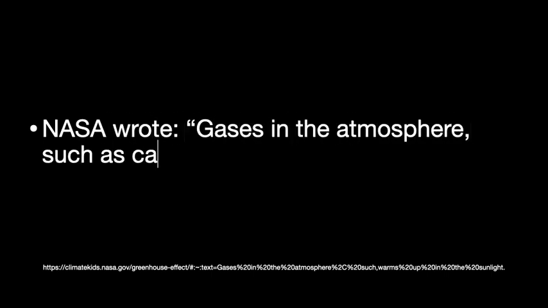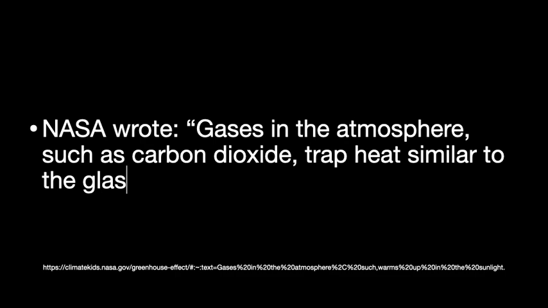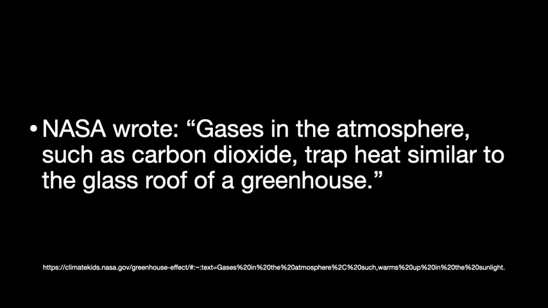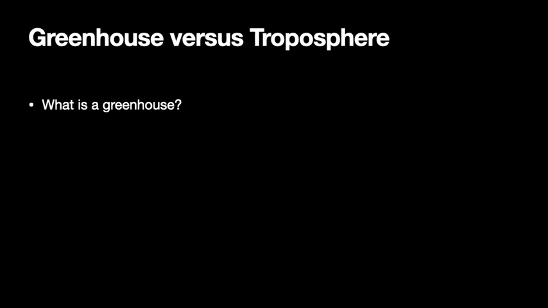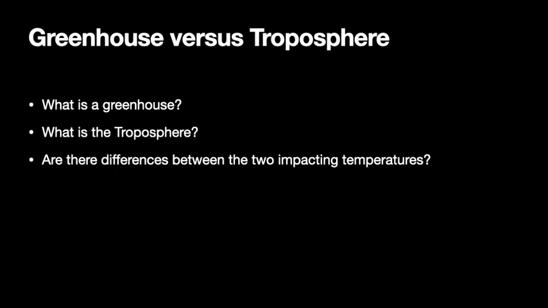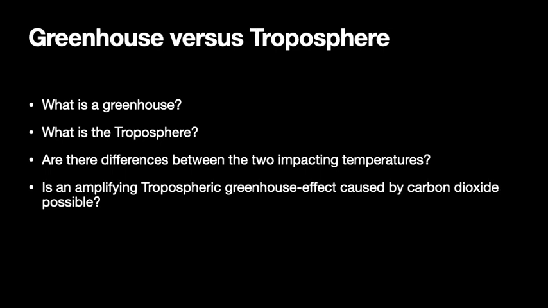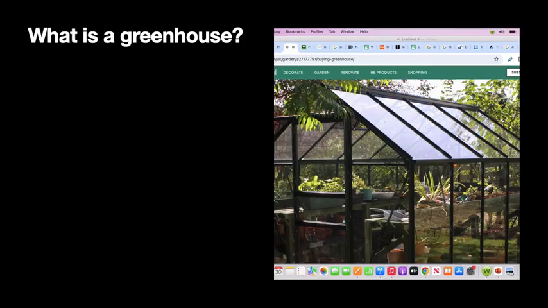My name's David T. Kramer, and today I'm talking about the greenhouse fallacy. NASA wrote, gases in the atmosphere, such as carbon dioxide, trap heat similar to the glass roof of a greenhouse. Well, what is a greenhouse? What is the troposphere? Are there differences between the two? Impacting temperature? Is an amplifying tropospheric greenhouse effect caused by carbon dioxide actually possible?